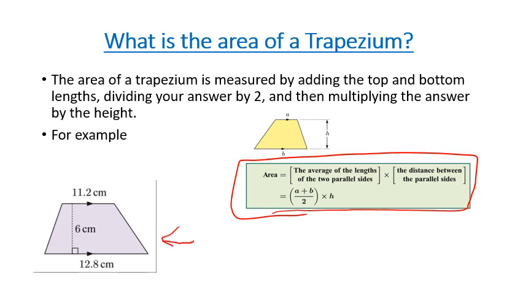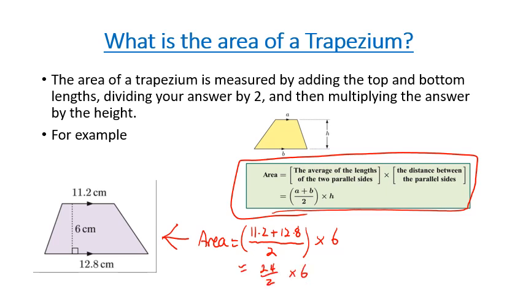So if we look at our example, the area is equal to 11.2 plus 12.8, because that's the top and the bottom, all divided by 2 times 6. Now 11.2 plus 12.8 gives me 24 divided by 2 times 6, which is actually 12 times 6. So that's going to give me 72 centimeters squared.